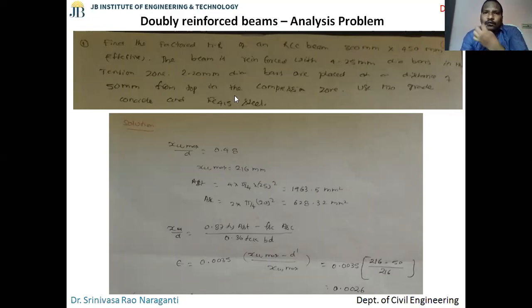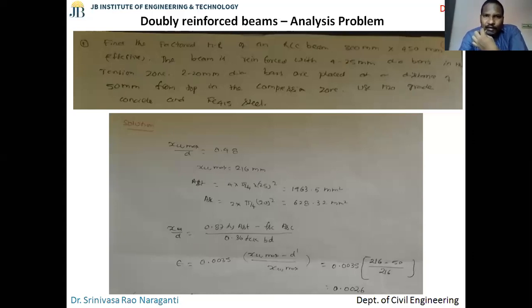Now if you look at the problem, there are already two reinforcements. One thing he is talking about is tensile reinforcement, the other is compression reinforcement. So since two are given, it is a doubly reinforced section. That's the first question. Okay, it is a doubly reinforced section.